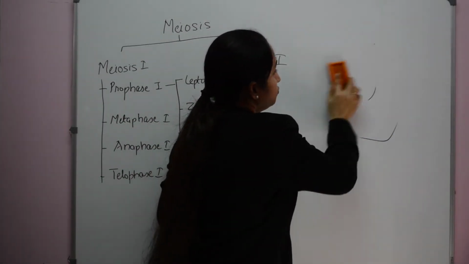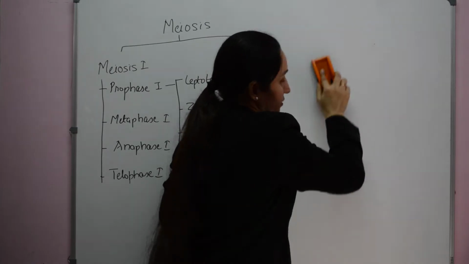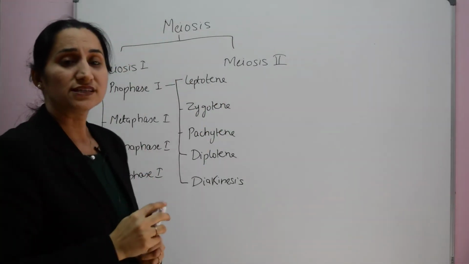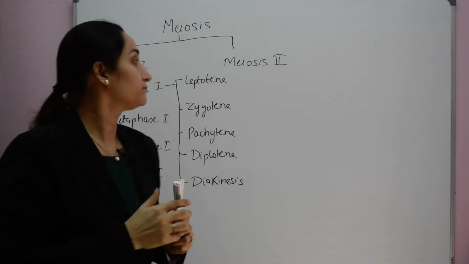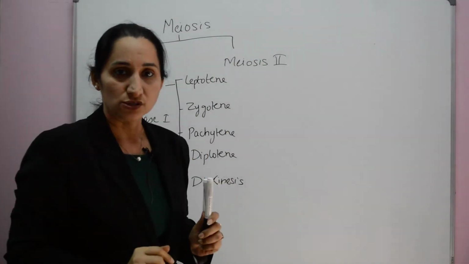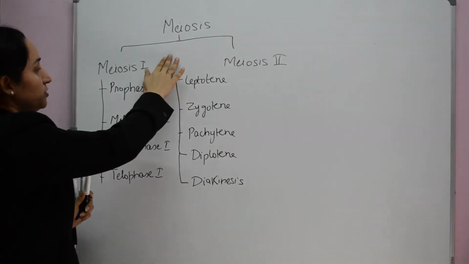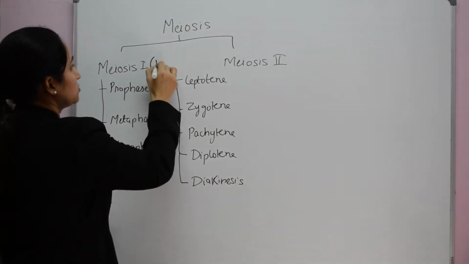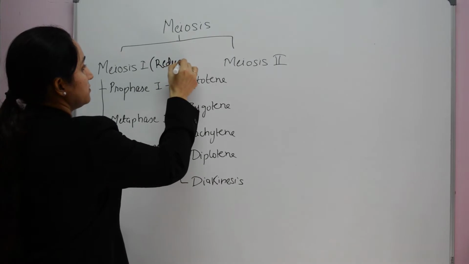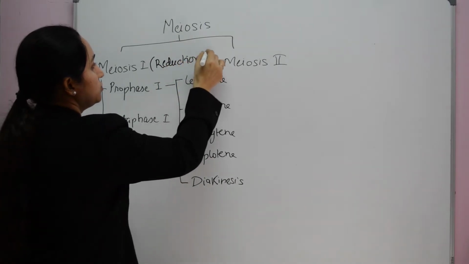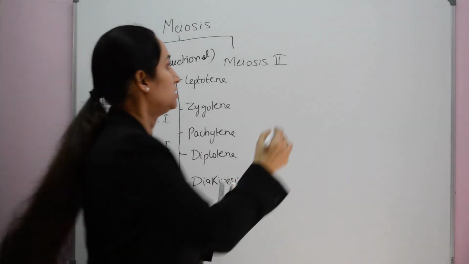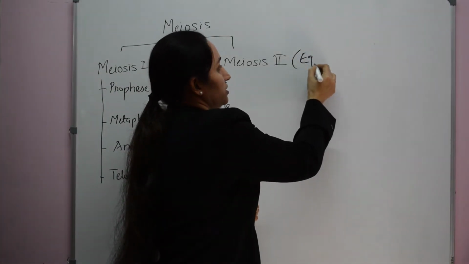Now let us move to the actual meiotic cell division. Meiosis is divided into 2 parts, Meiosis One and Meiosis Two. In Meiosis One, the division is reductional. So Meiosis One is reductional division, right? And in Meiosis Two, it is exactly like mitosis. So it is equational division.